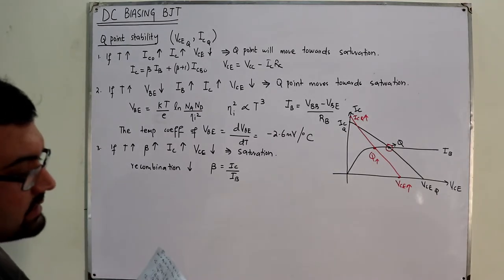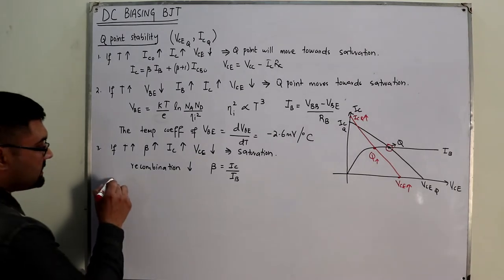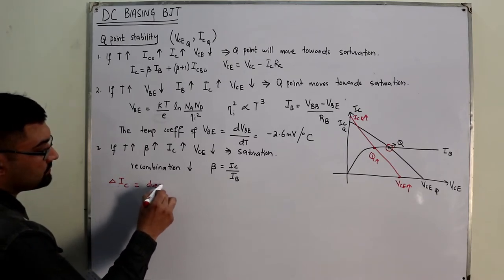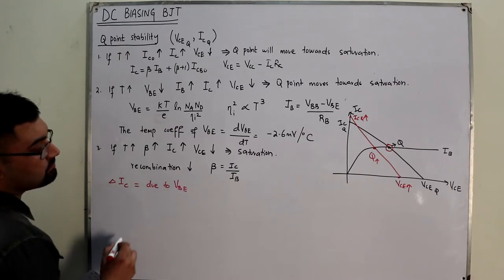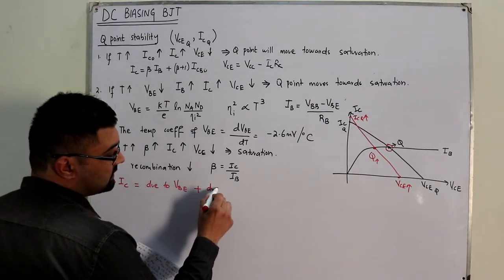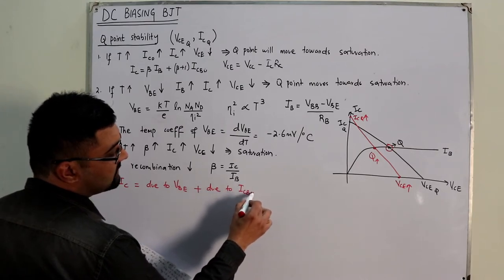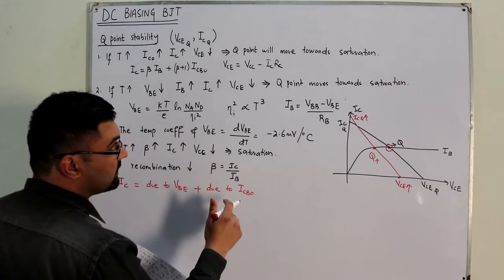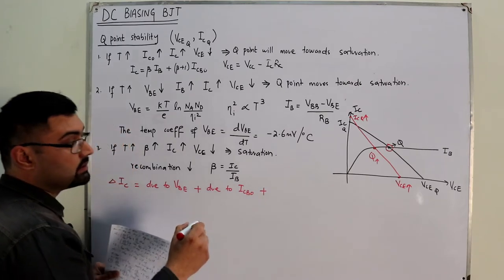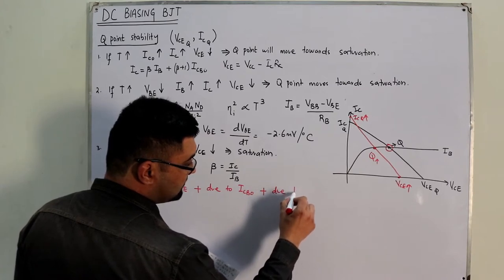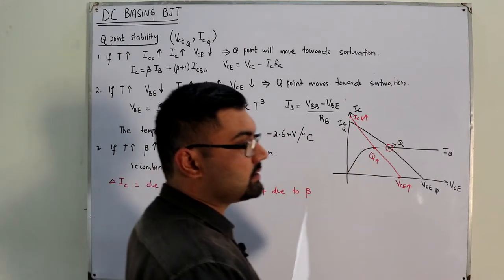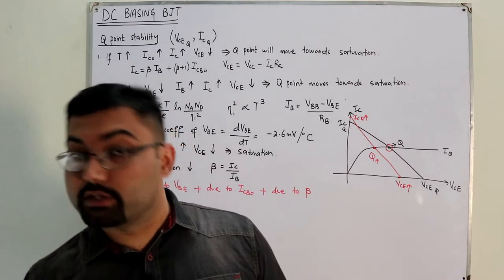So basically, the change in IC is what? It is either due to VBE, or it is due to ICBO, the reverse leakage current. The equations are all written over here. Or it is due to the beta term. Beta for a specific transistor is fixed, right? The change of beta would mean the change of transistor.